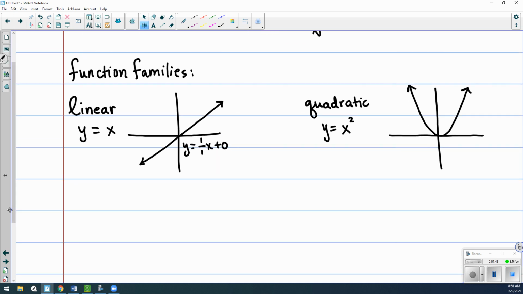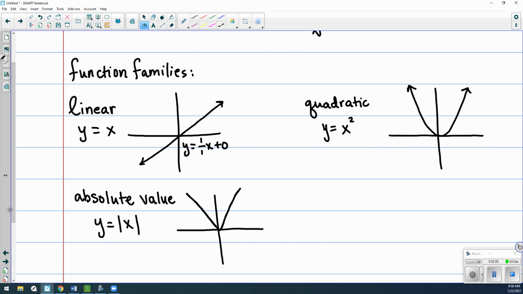The third of our function families is the absolute value function family, and these are really in no particular order. But let's talk about absolute value. Absolute value graphs are all based on the function y equals the absolute value of x. And you probably remember me saying that they are V-shaped. Absolute value has a V, and the graph makes a V. So absolute value functions are all going to resemble that absolute value function.